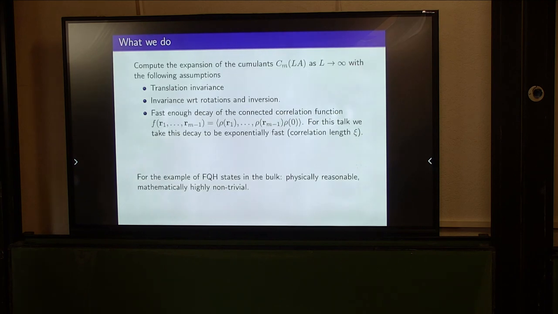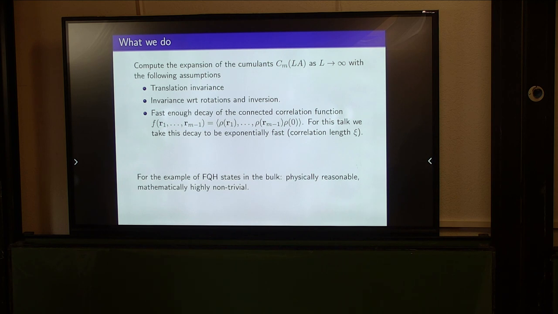Okay, so it will serve as a nice example. And now I will tell you what we really do. I was talking about the variance, but you can do the same: you can similarly define cumulants. Instead of integrating the connected two-point function, you will integrate the connected three-point function, and so on and so forth.